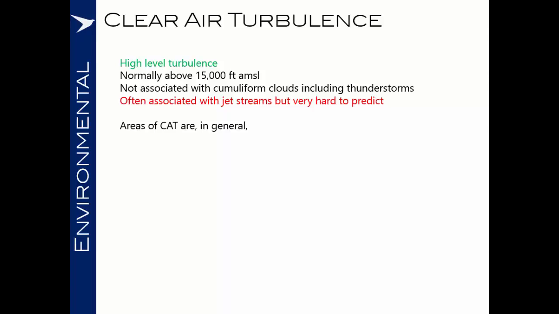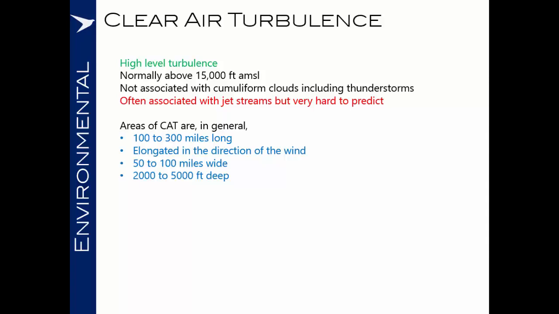In general, areas of clear air turbulence are 100 to 300 miles long, elongated in the direction of the wind, 50 to 100 miles wide, 2,000 to 5,000 feet deep, and in terms of the time dimension may last between 30 minutes and a whole day.